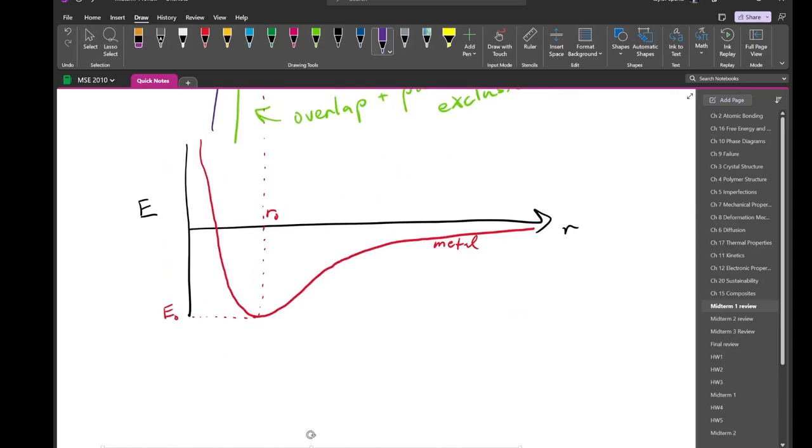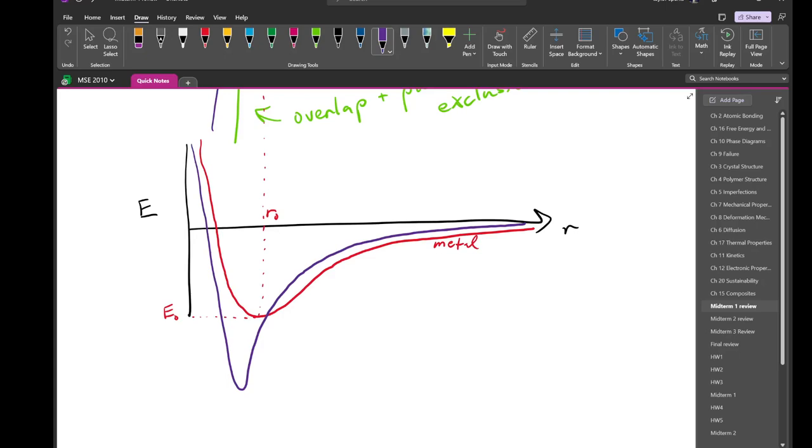So if I take my ceramic line, it's going to be deeper for sure. It's also going to be closer, right? The R naught's going to be less. Not necessarily, that depends on the ions. But what you can say is it'll be deeper and it'll be more symmetric. This one is more like a perfect U shape, whereas this is more tweaked, more bent out. That's asymmetric.